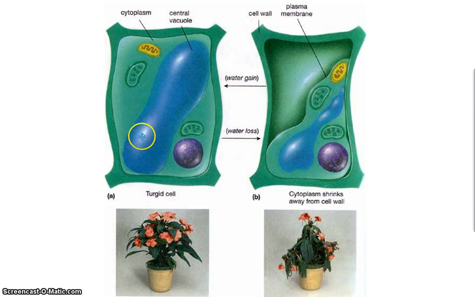The reason for that is the plant on the left has a large central vacuole. It looks like a water balloon in the middle. And when it's full, it causes the cytoplasm in the cell to push out against the cell wall and makes it very stiff and upright. Now the cell on the right, we can see the central vacuole is empty, and it's lost a lot of water, and that causes the plasma membrane to pull away from the cell walls. There's no internal pressure, and those cells will kind of collapse on themselves and cause the plant to wilt.